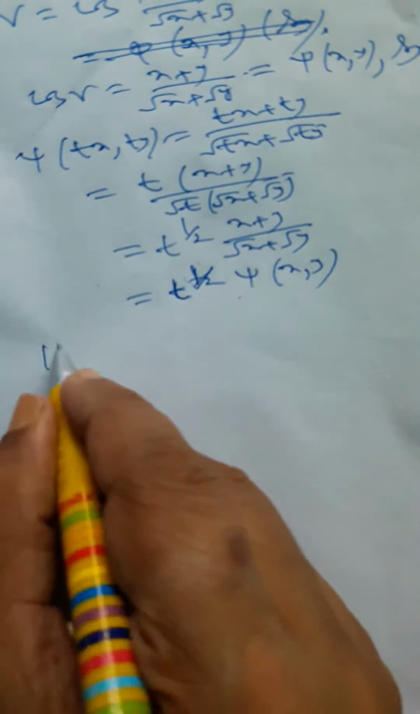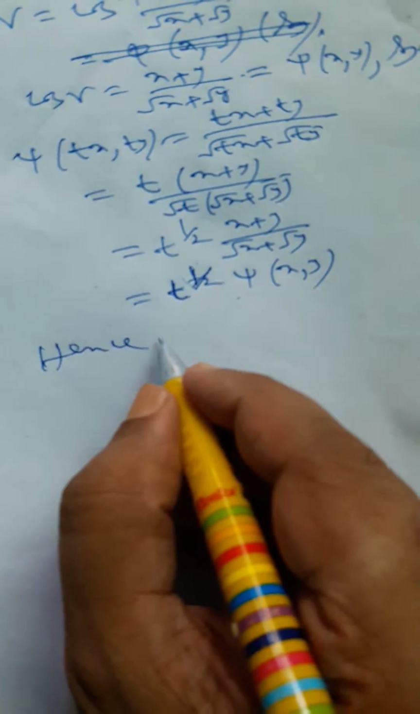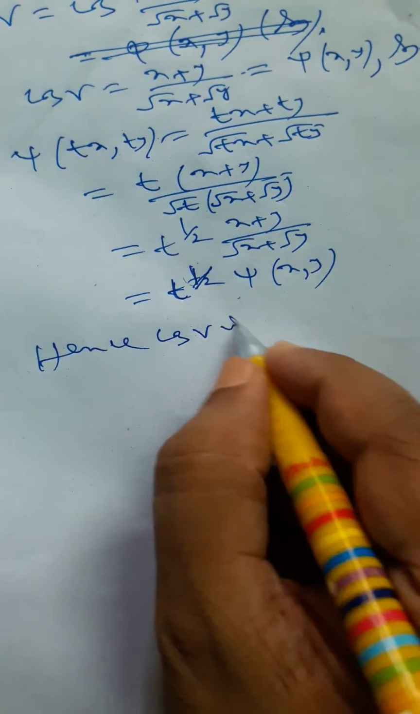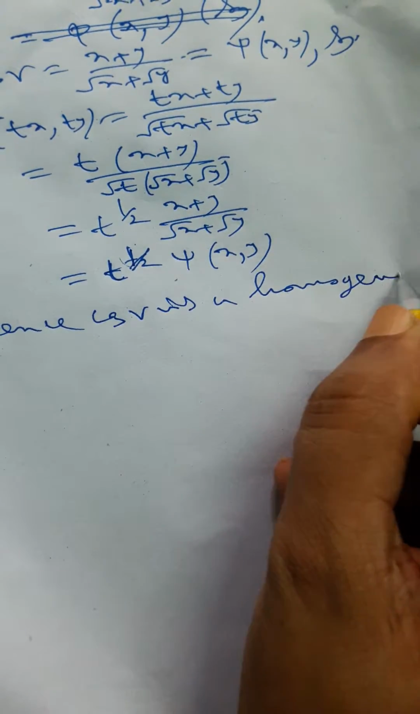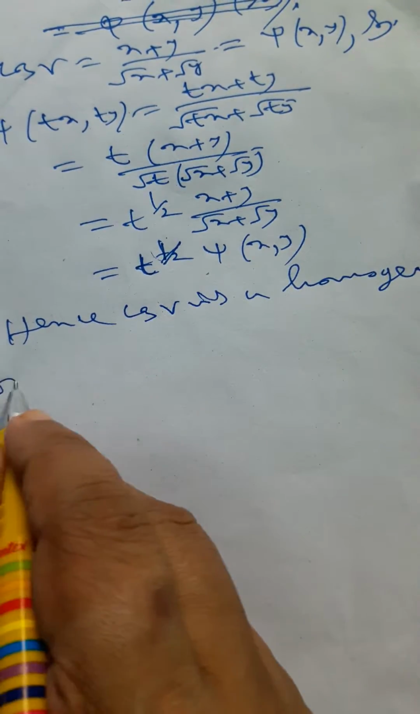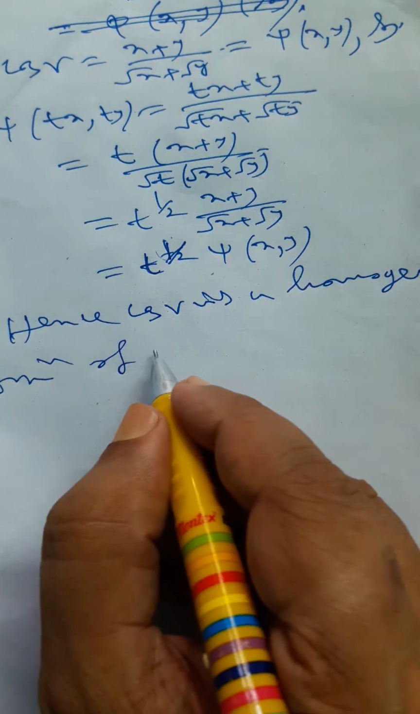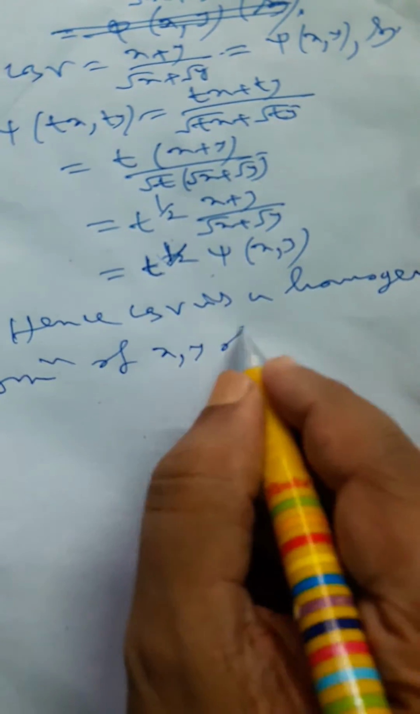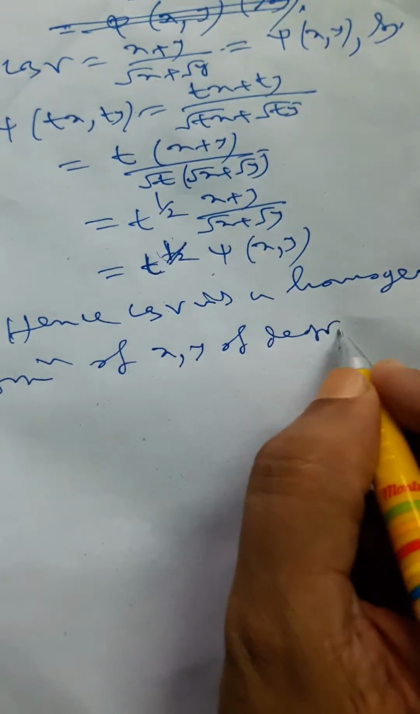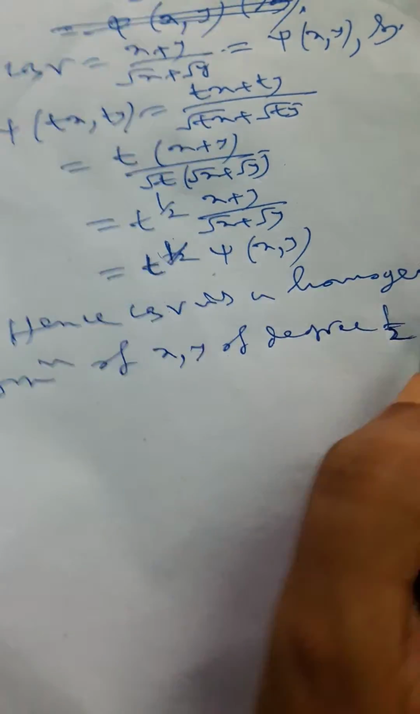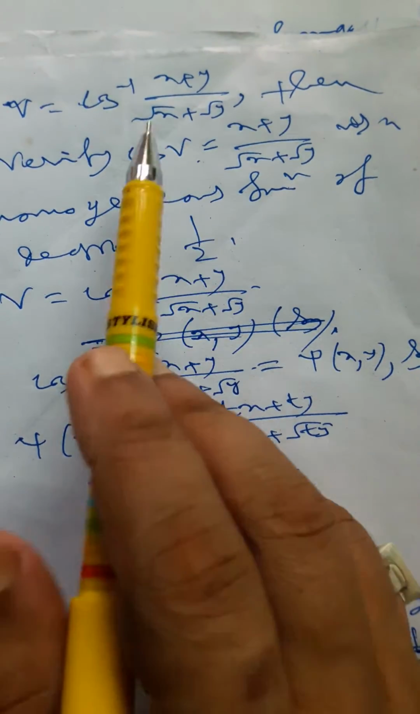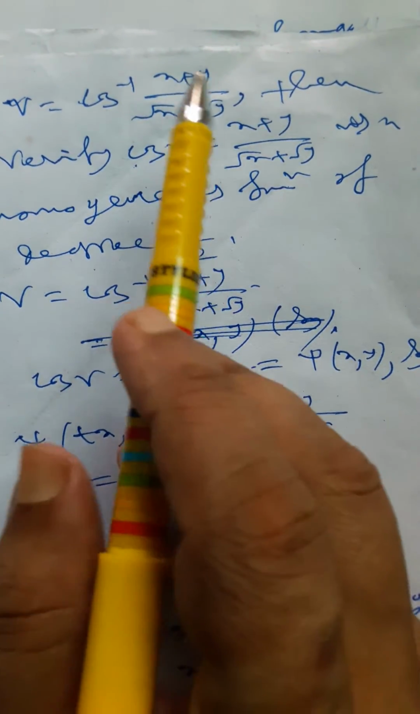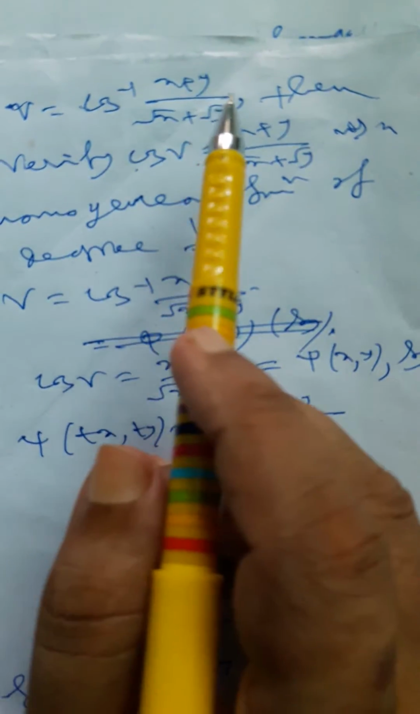So finally we say, hence cos v is a homogeneous function of x, y of degree half. So if we change this type of equation, we can get different degrees of the equations. This is the homogeneous format.